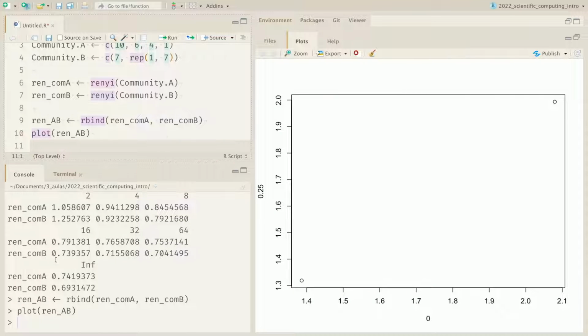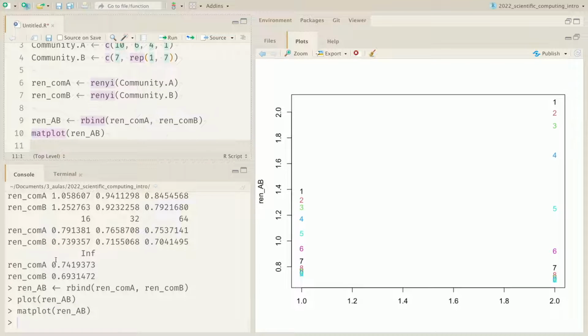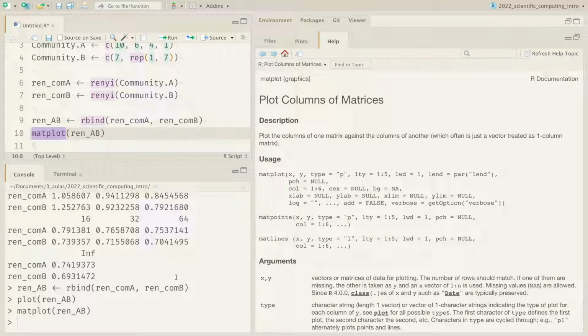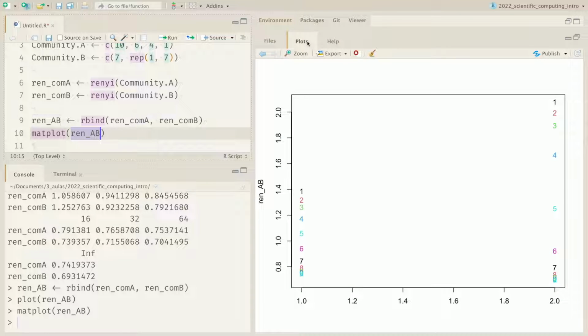It will just put some points, and it's not nice. If there's a function that will allow you to plot a matrix, it's called matplot. But as you can see, if I do matplot right now with the current object, it is understanding each row as what it needs to plot.